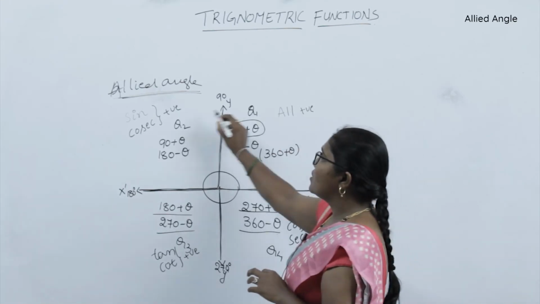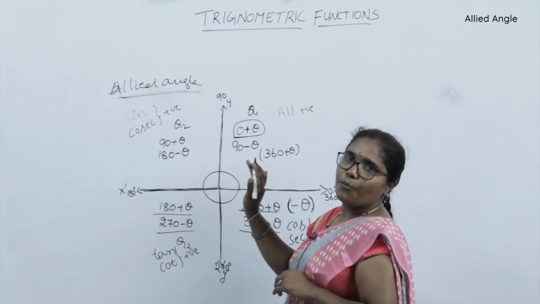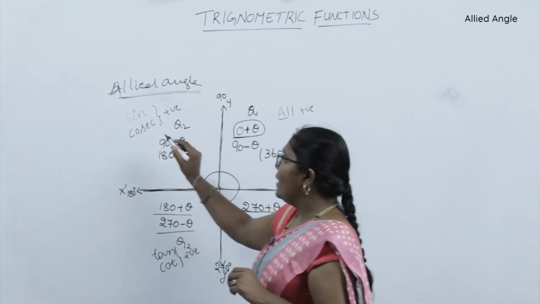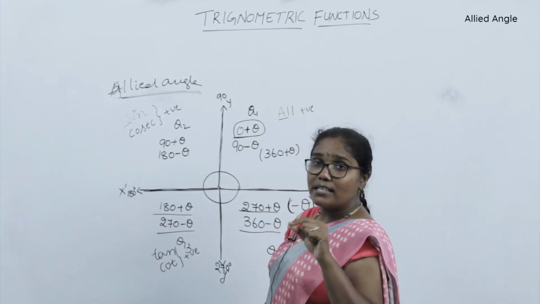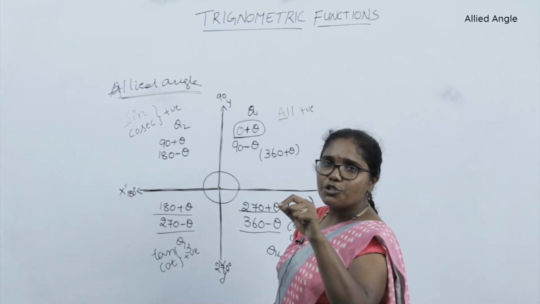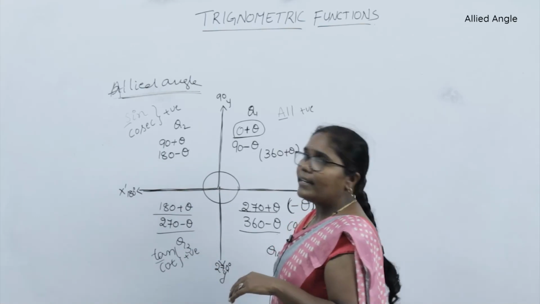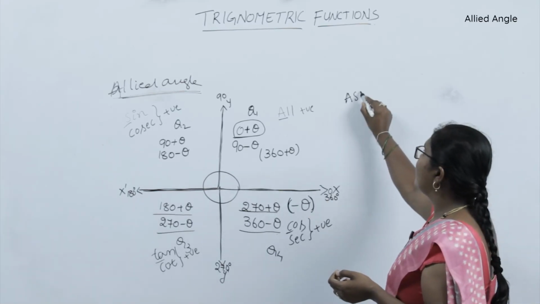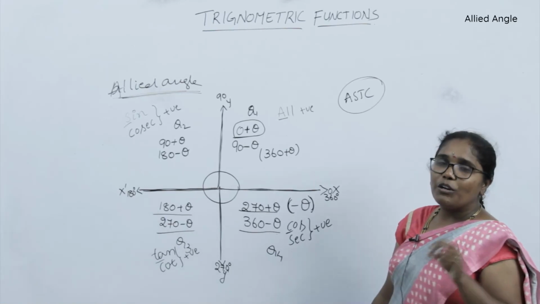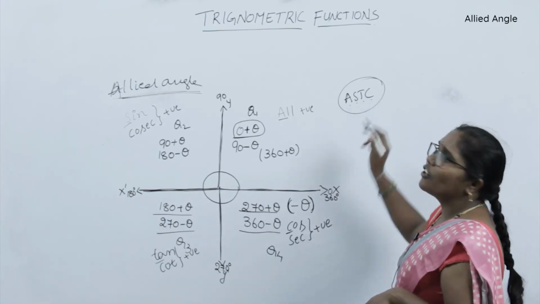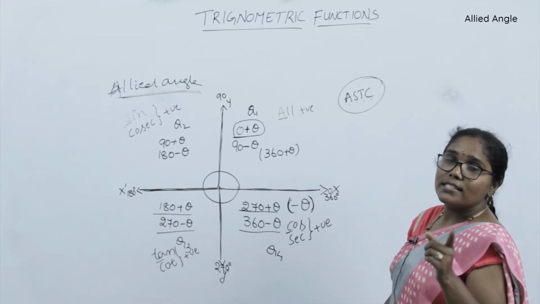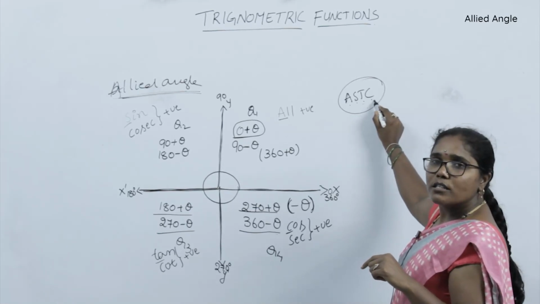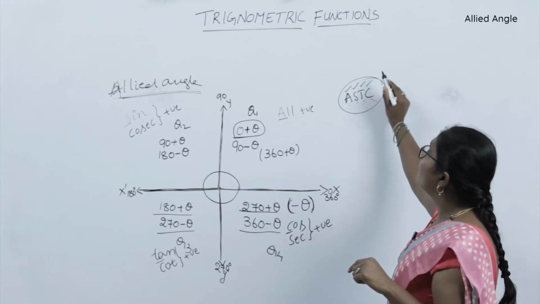So the very first thing you have to know is the allied angle and which ratios are positive. To remember it: the first letter in the first quadrant is A for all, in the second quadrant S for sin, because sin is the first ratio we write. Next, in the third quadrant T for tan, and in the fourth quadrant C for cos. We call it the ASTC rule. To remember: All Students Take Coffee. A is all, S is sine and its reciprocal cosecant, T is tan and its reciprocal cot, C is cos and its reciprocal secant, in the first, second, third and fourth quadrants.